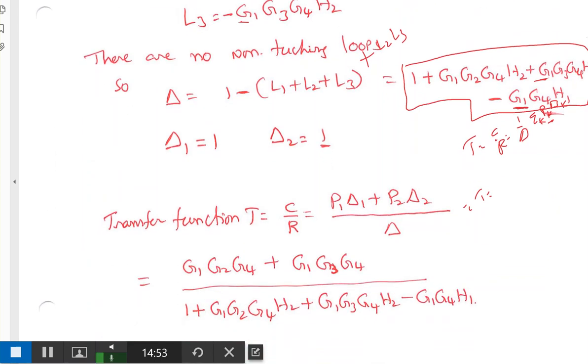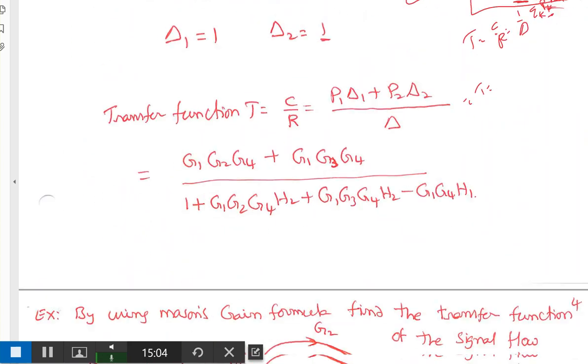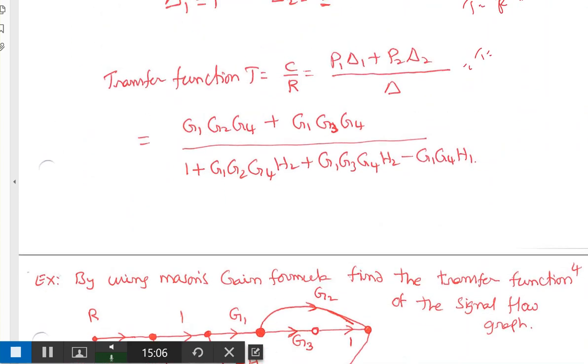Okay, so the transfer function T equals C over R equals P1 delta 1 plus P2 delta 2, over delta. We just found P1, P2, and delta 1, delta 2, and delta. This is our transfer function. I'll stop this video here. I will solve more examples in the next video.